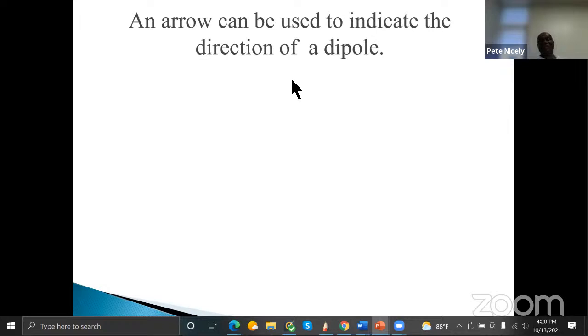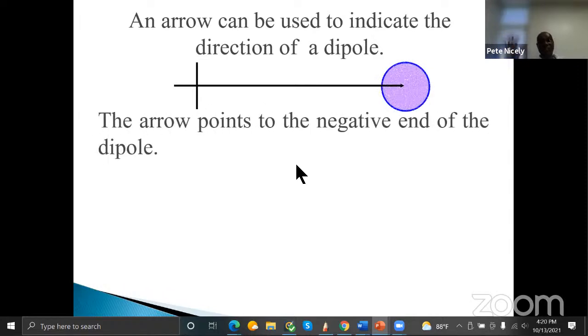Now, in chemistry, the way we represent a dipole direction is by using an arrow, as you can see here. You have an arrow with a cross at the tail of it, right? So whenever you see this representation here, it's basically showing you the direction of a dipole for a bond. All right, and also for a molecule, which we're going to talk about later on. Now, in terms of the direction of the arrow, it's always pointing to the negative end of the dipole, right?